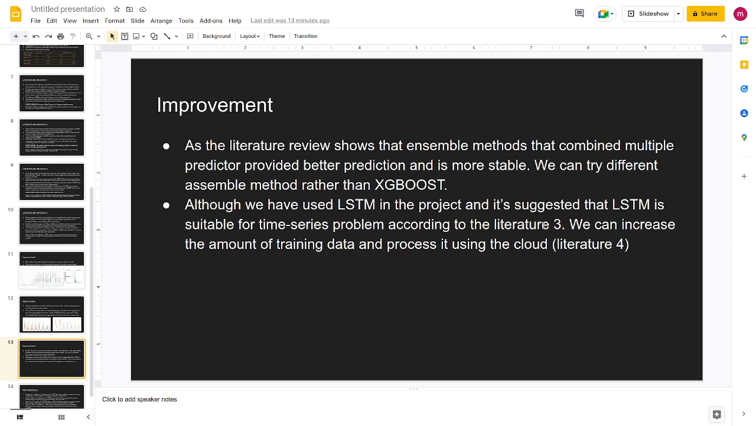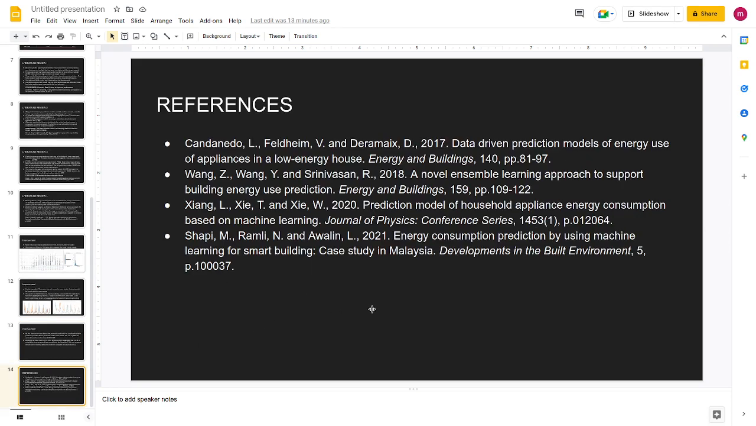According to literature 3, we can increase the amount of training data and process it using the cloud, according to literature 4. And this is all the references.